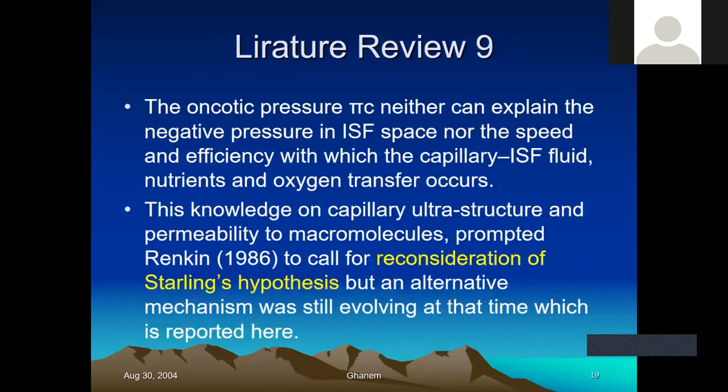The oncotic pressure can neither explain the negative pressure of the interstitial fluid space, nor the speed and efficiency with which the capillary ISF fluid, nutrients, and oxygen transfer occurs. This knowledge of capillary ultrastructure and the permeability to macromolecules prompted Rinkin in 1986 to call for reconsideration of Starling's hypothesis, but an alternative mechanism was still evolving at that time, which is reported here.